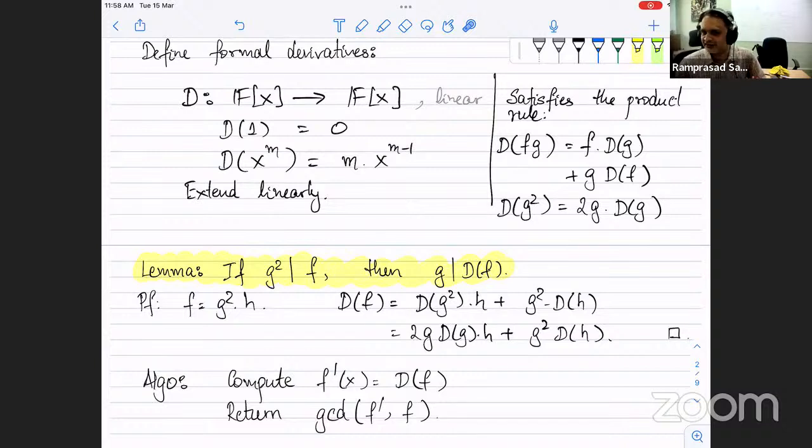So what can go wrong here? Here is where I said something which is actually false. I claimed that because f prime has degree at least 1 less than f, this GCD must be non-trivial. Like the GCD cannot be f. Why is that true?